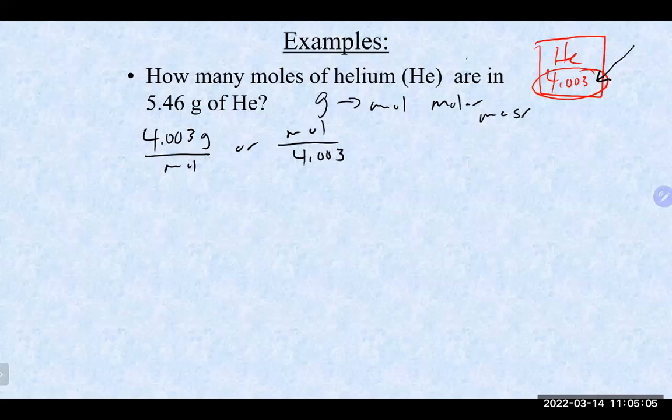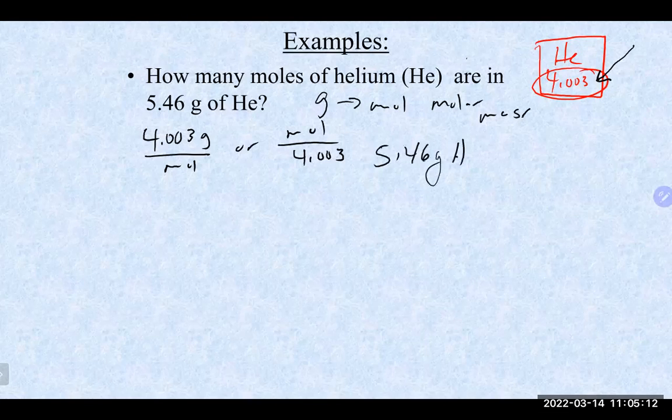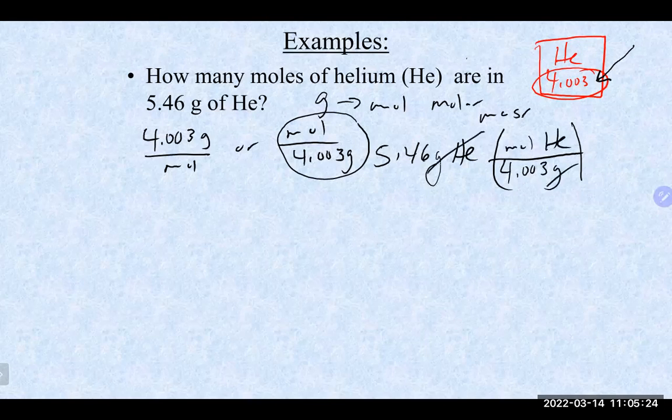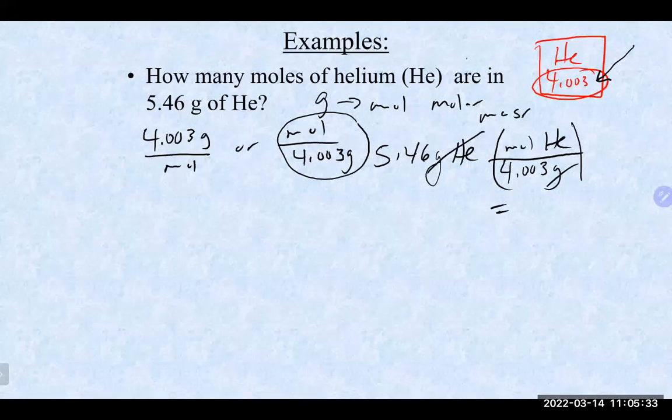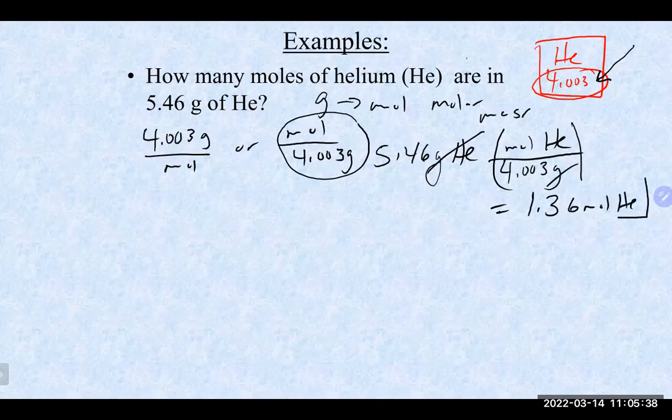So here we could just do dimensional analysis. It is 5.46 grams of helium we would want to start with. Again, opposites cancel, which means we do want to use it like so: 4.003 grams per mole of helium. The grams will cancel each other out, and it looks like maybe a 1.36, I think. And that would be 1.36 moles of helium.